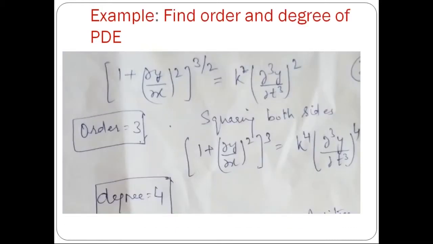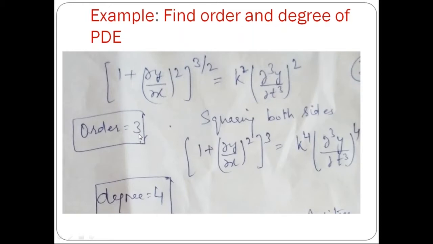Next, I am taking another example: find the order and degree of this PDE. It is (1 plus ∂y/∂x) whole squared, raised to power 3/2, equals k² (∂³y/∂t³) whole squared. Now, this is a PDE as it contains partial derivatives. Before finding the degree, the order is clear here. How many derivatives are required to write this equation? The highest order derivative is 3.